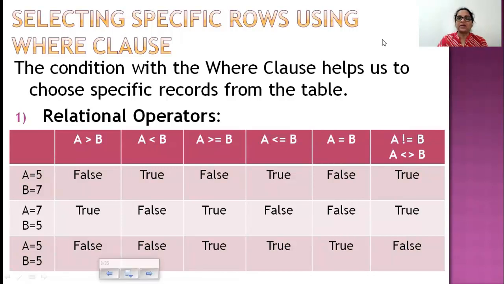So these are the various relational operators that you can use. So when I write A equals B, it's checking if the value of column A is equal to the value of column B. If it is equal, it gets displayed. If it's not equal, it doesn't get displayed. Clear? Okay, let's look at some questions.